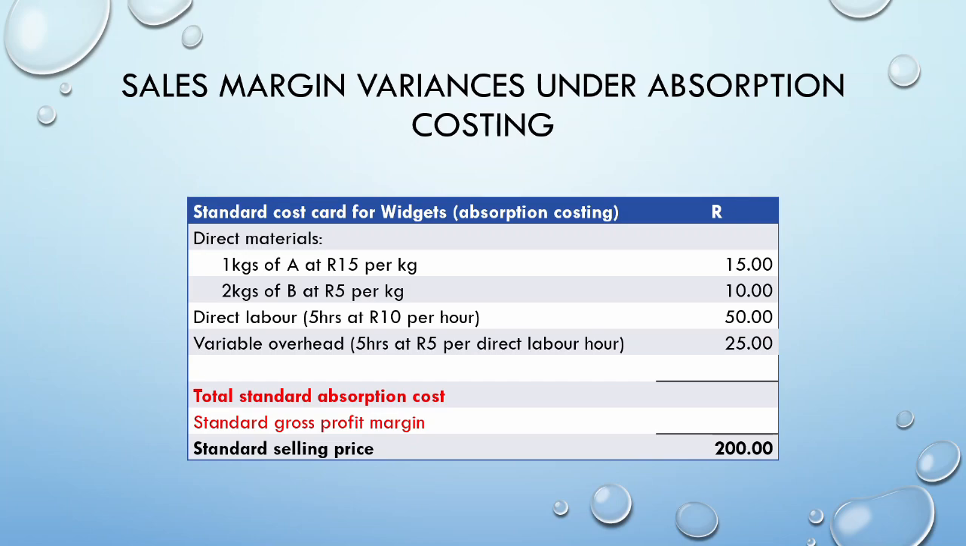Now we can add our fixed overheads of 5 hours at 8 Rand per hour to give us total fixed overheads of 40 Rand. Our standard absorption cost is then 140 Rand, and our standard profit margin is 60 Rand. We will now use the 60 Rand to recalculate all the variances we have previously calculated. Pause this video and give it a try. We will go through the calculations briefly on the next slide.